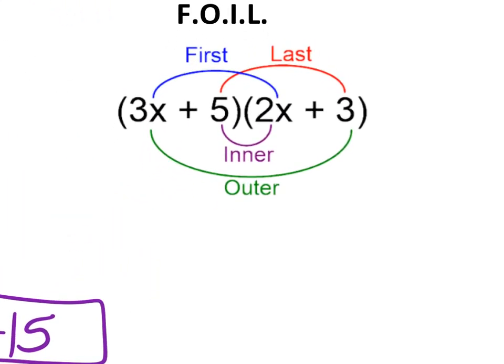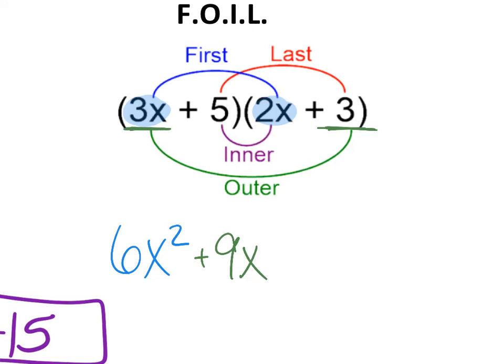What numbers are the first in both of the parentheses? 3x and 2x. Let's multiply those. What is 3x times 2x? 6x squared. The O in FOIL stands for the outside. Do you agree that 3x and 3 are on the outside of this problem? Yes. Okay, let's multiply them. 3x times 3 is 9x. Then the I, what do you think I stands for? Inner. Do you see how these two are on the inside of the problem? We're multiplying them. 5 times 2x is 10x.